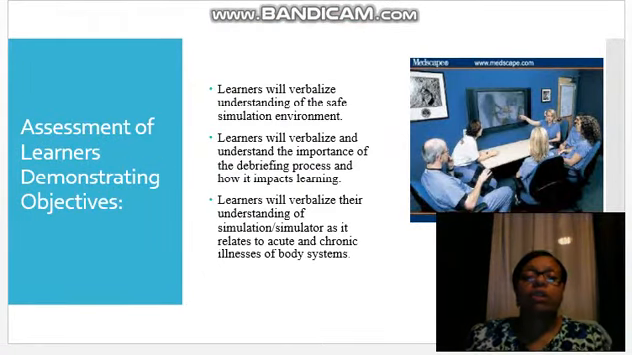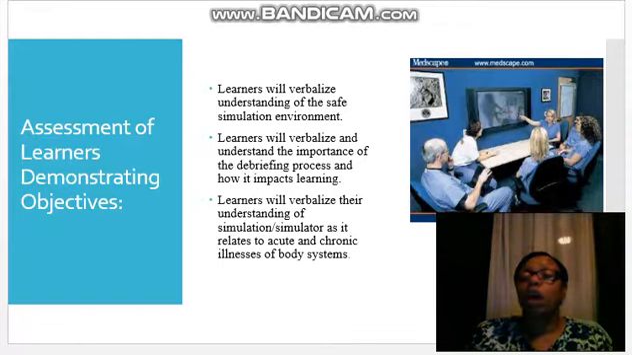Now, the assessment of my learners, demonstrating the objectives. The question is, how am I going to get them? How was I going to get them to understand? In the debriefing session that you see here, if you look at this picture, this is what happens in debriefing. But in my debriefing, the learners will verbalize understanding of the safe simulation environment. The learners will verbalize and understand the importance of the debriefing process and how it impacts learning. The learners will verbalize their understanding of the simulator as it relates to acute and chronic illness of body systems.